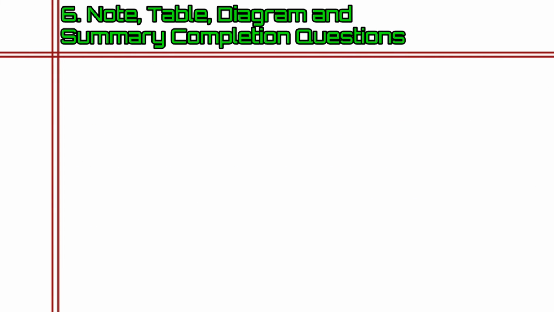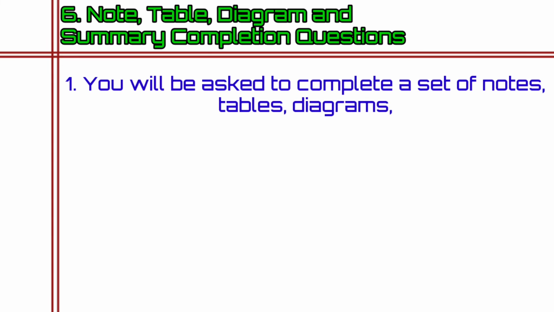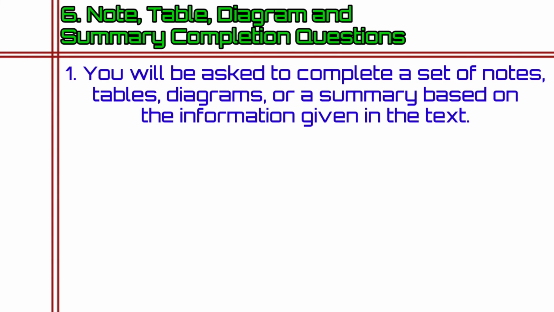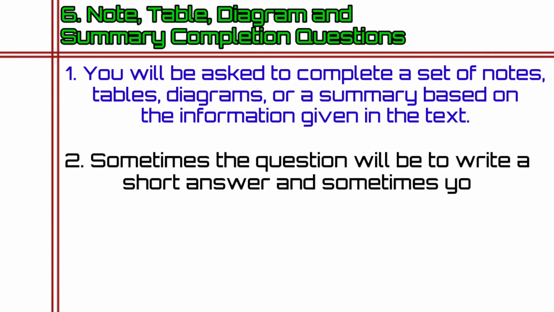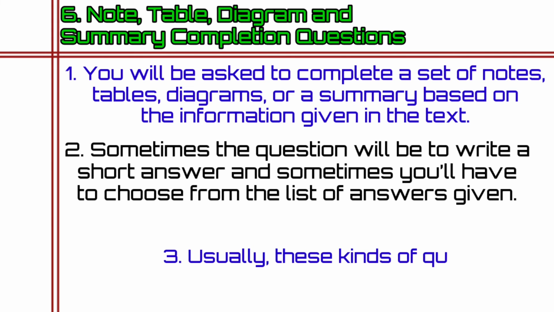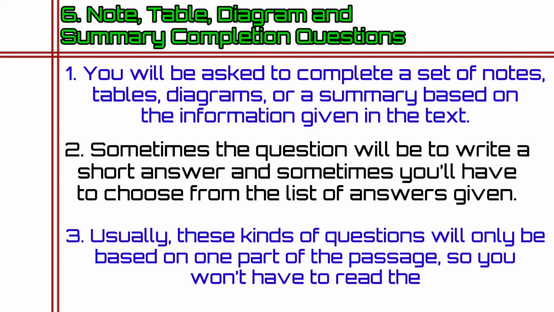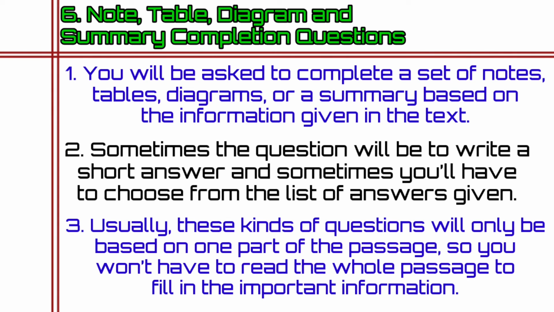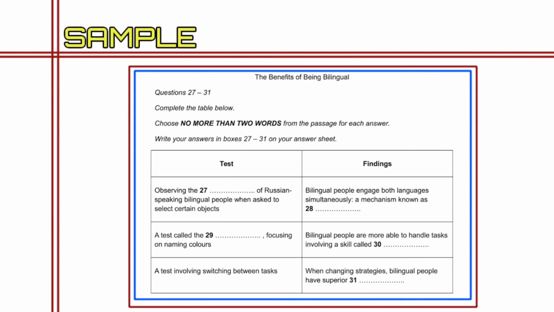Number 6. Note, table, diagram and summary completion questions. In note, table, summary, and diagram completion questions, you will be asked to complete a set of notes, tables, diagrams, or a summary based on the information given in the text. Sometimes the question will be to write a short answer, and sometimes you'll have to choose from the list of answers given. Usually, these kinds of questions will only be based on one part of the passage, so you won't have to read the whole passage to fill in the important information. Here are a few examples.